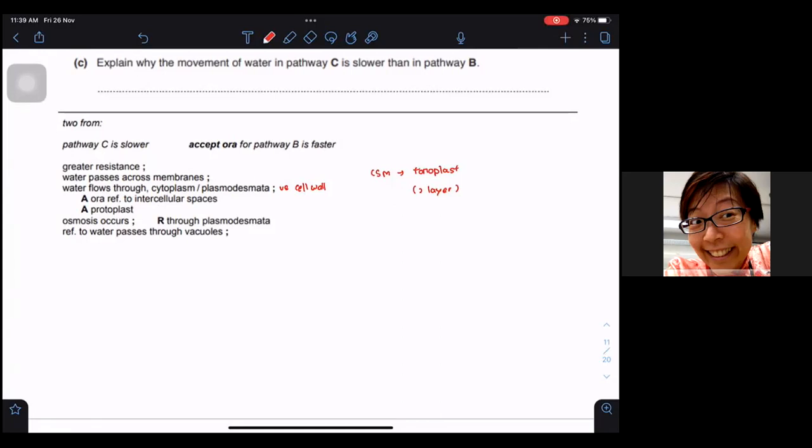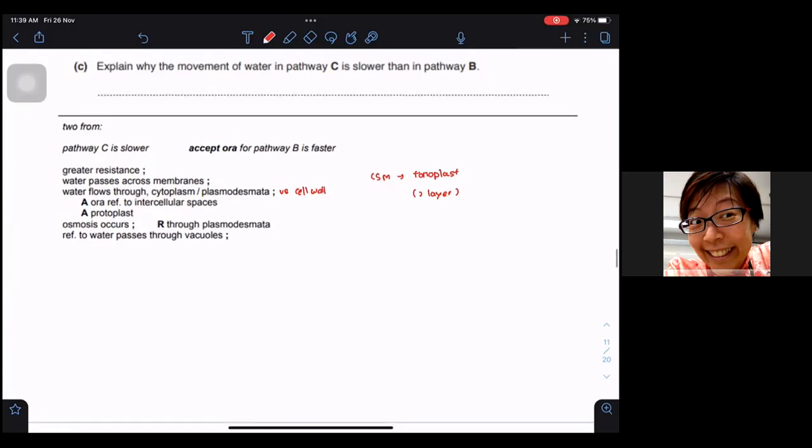So the resistance to water flow in the cytoplasm, even though it's moving from cell to cell through plasmodesmata, is also through the cytoplasm, right? Plasmodesmata is a cytoplasmic strand. So because of that, the movement by the symplast pathway will have a higher resistance than the movement in the apoplast pathway. Okay, thank you, teacher.